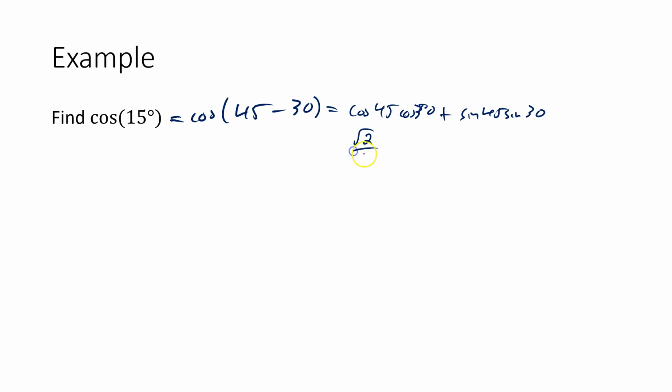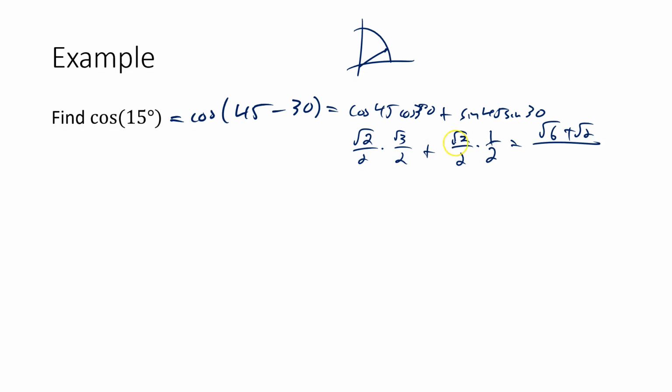So root 2 over 2. Cosine of 30 degrees in that first quadrant right there, cosine there is the long value, root 3 over 2. Plus sine 45 sine 30. Sine 45 is root 2 over 2 as well. Sine 30 is 1/2. So it looks like we have root 6 plus root 2 over 4. Cool. So we found cosine of 15.